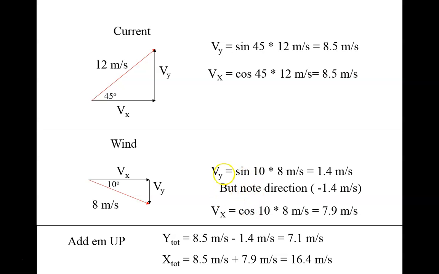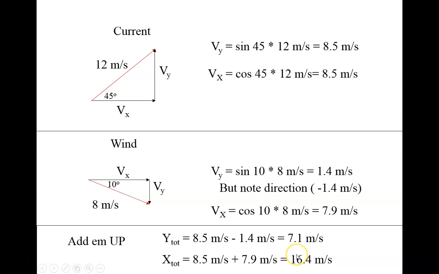Then what we want to do is add up our y's. So we've got 7.5 and minus 1.4, because again, notice that 1.4 meters per second Vy is down, so it's negative. Putting the sign in your calculator won't tell you if it's negative or positive. You've got to look at it when you draw it. And then we add our x components together, and we get 16.4.